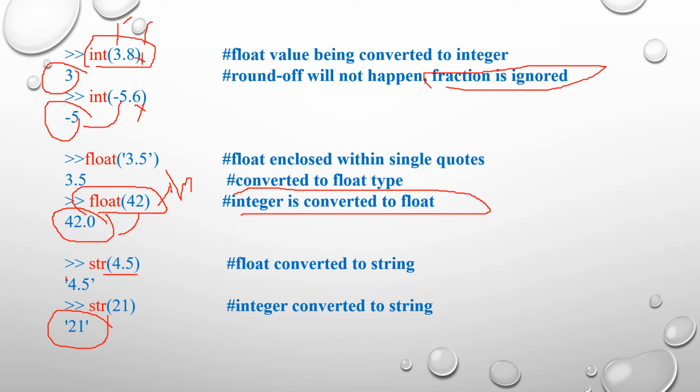So any value or any character or any sentence enclosed with single quotes or double quotes is considered a string by the interpreter. So here 4.5 is enclosed with single quotes and 21 is enclosed with single quotes, and the type of this is string.